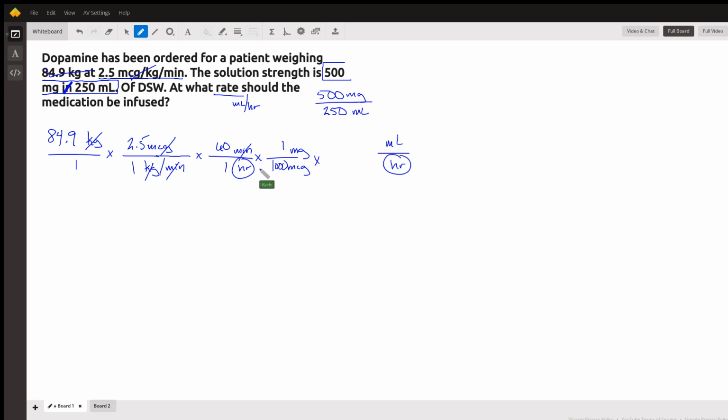And then we use this fraction. So we've got milligrams on the bottom, milliliters up top, 250 over 500. Then we multiply everything on top to get a number, everything on bottom to get another number, and then we divide these two to get our final answer.